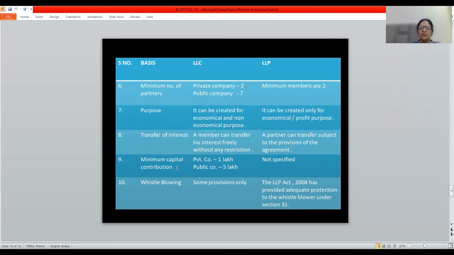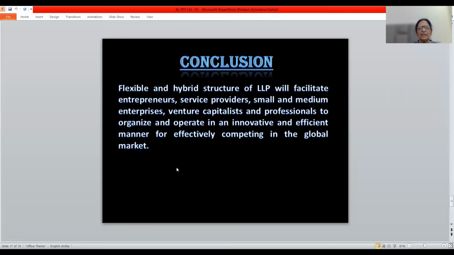Whistleblowing. Some provisions only, not many provisions. But the LLP Act 2008 has provided adequate provisions. Protection to the whistleblower under Section 31 of the LLP Act 2008. If he has blown the whistle against wrongdoing, then it does not mean that he has committed offense. So, a lot of protection has been given to the whistleblower under Section 31 of the LLP Act 2008. So friends, this is all about the various distinctions.